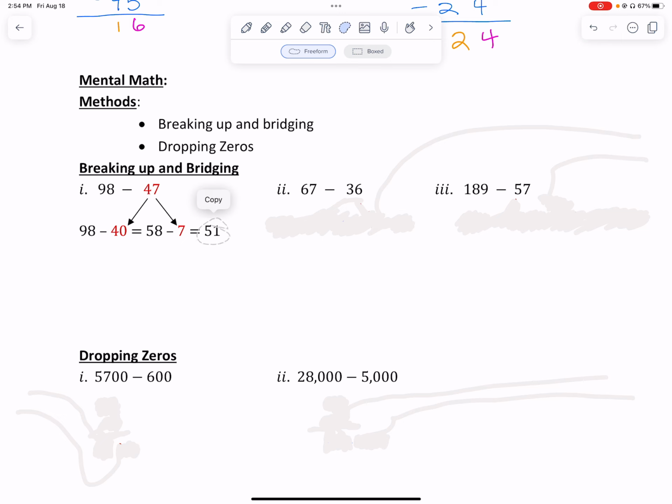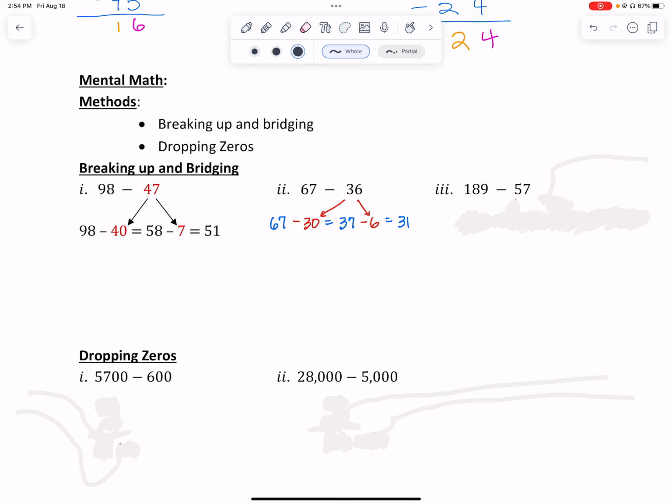Sorry about that. Okay, so the next one, we've got 67 minus 36. I'm going to break that 36 into 30 and 6. So I'll say 67 minus 30, which is 37. Then I subtract 6 more. That gets me to 31.